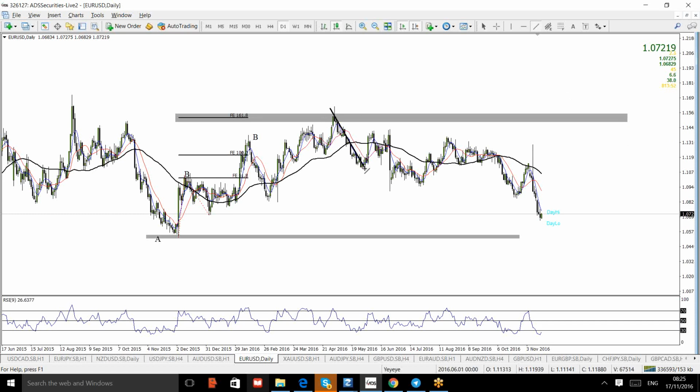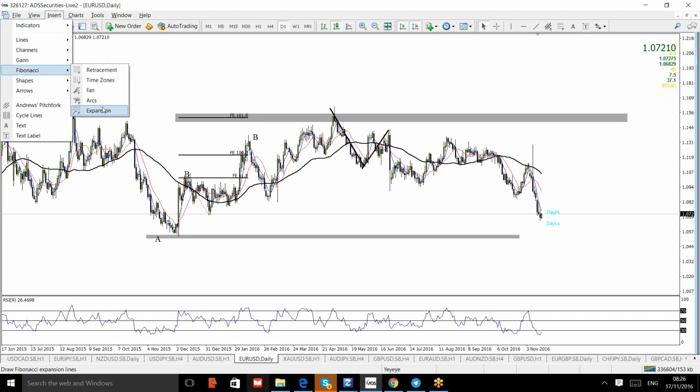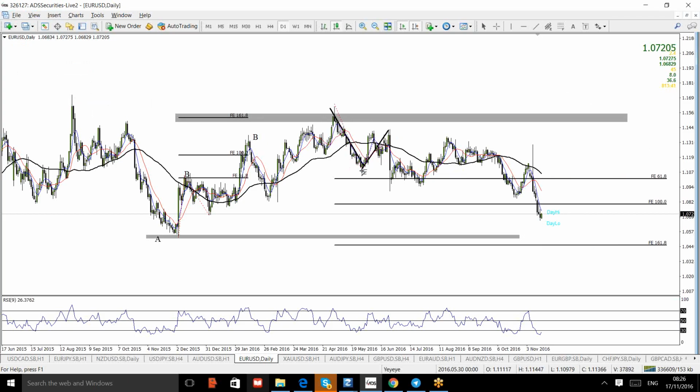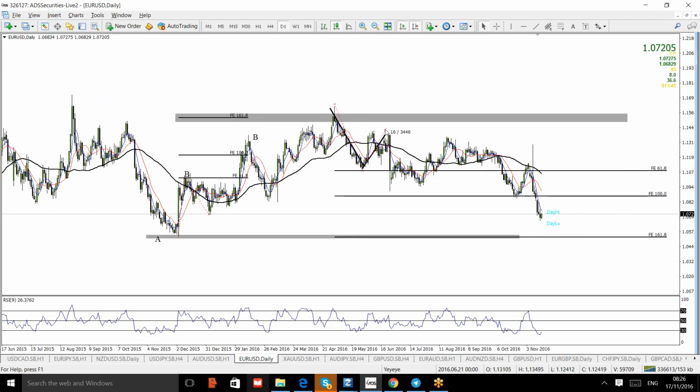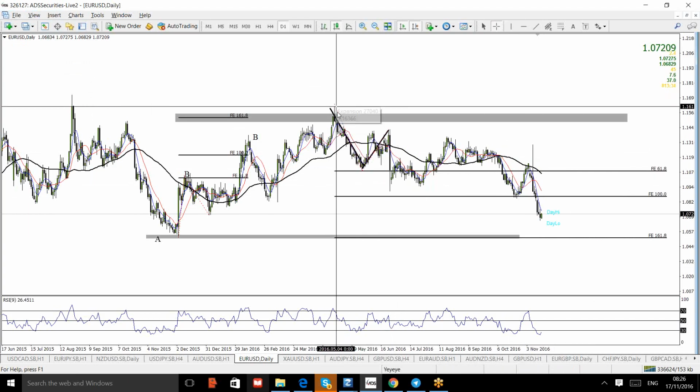Now see this, guys. This is the leg, right? The price retraces this. Expansions A, B. Guys, can you see the beauty of this? A, B. So expansion of A and B is in play, guys.